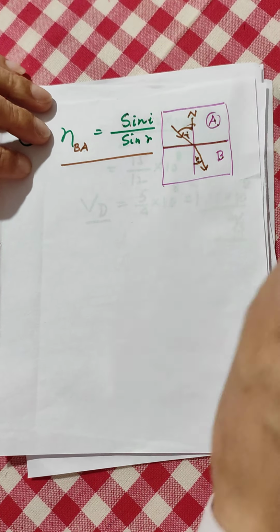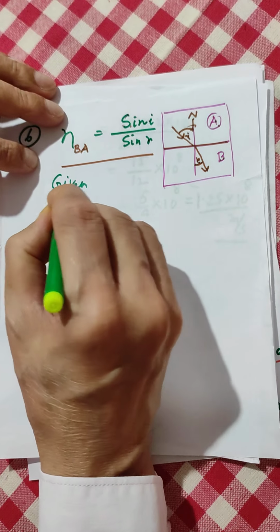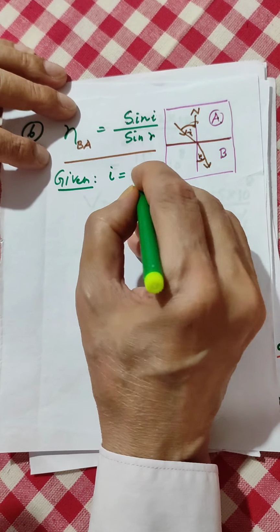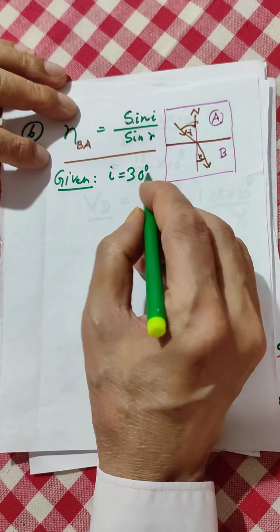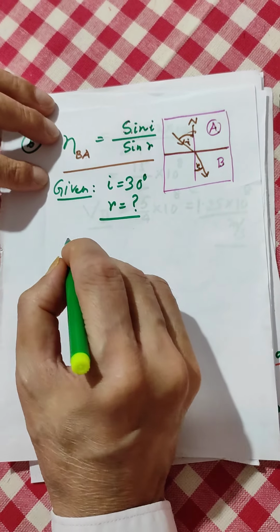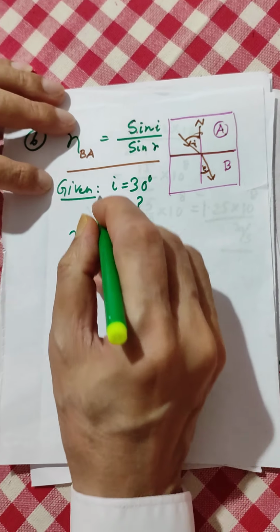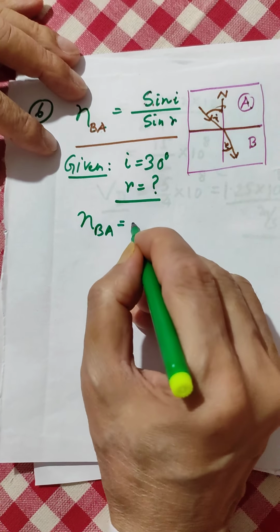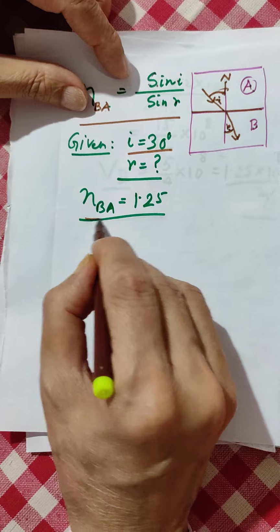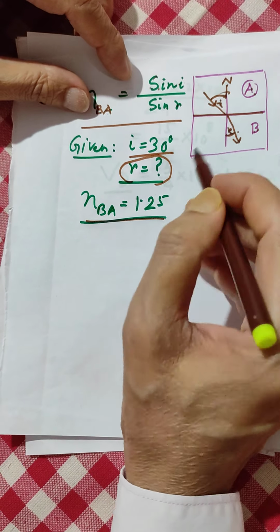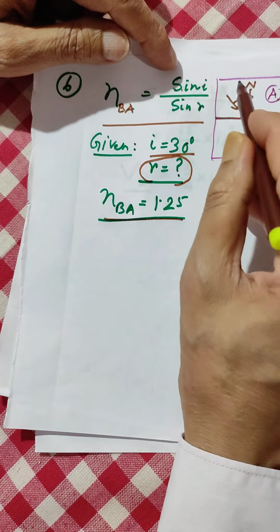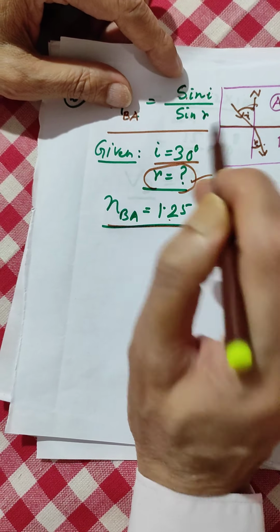Now suppose the question is like this. Given this angle i, suppose 30 degrees. The question is: find angle r. And the refractive index of B with respect to A is given, suppose 1.25. Alright. So this is given. Now you have to find this angle r, the angle of refraction. So i is given, the refractive index of medium B with respect to A is given, and you have to find r. So that is the question.